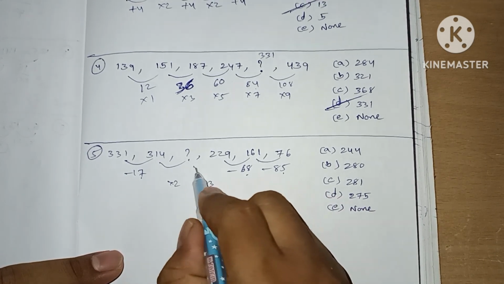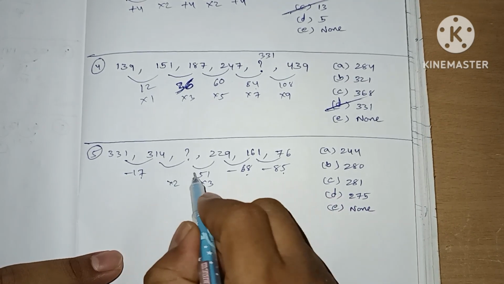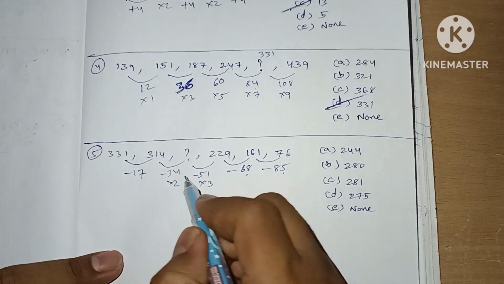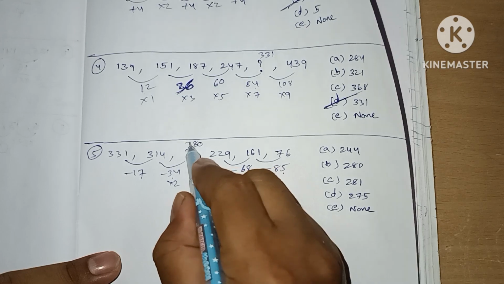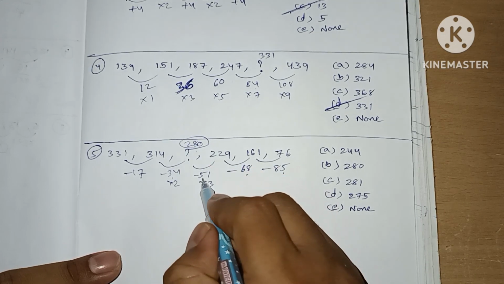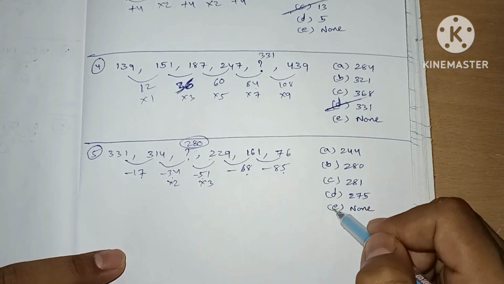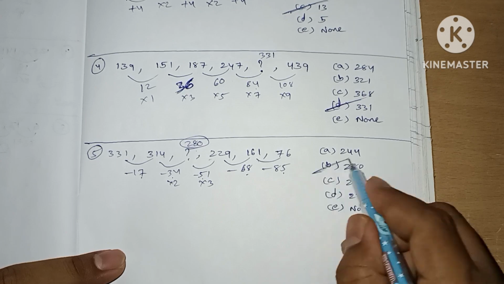It must be 17 3 times. Yeah, 17 3 times is 51. 17 2 times is 34. So 314 minus 34 will be 280. 280 minus 51 will be 229. So our answer will be 280. Option B is our answer.